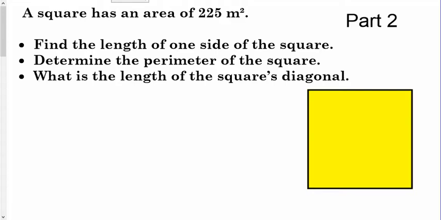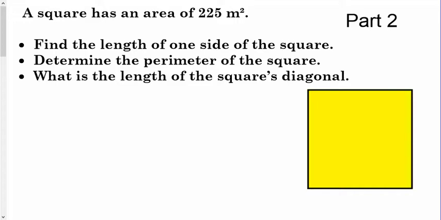Okay, so in the second video we're going to be doing more of you try these problems, but first I'm going to explain this one. If I have a square that has 225 meters squared as its area, I need to find the length of one side, the perimeter, and the length of the square's diagonal.